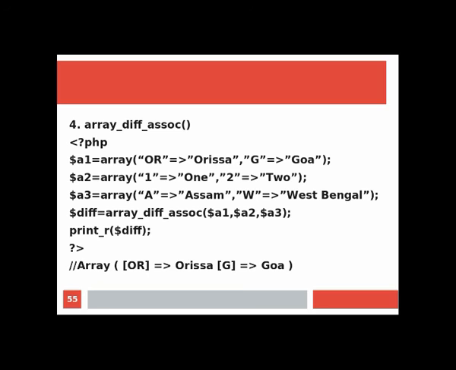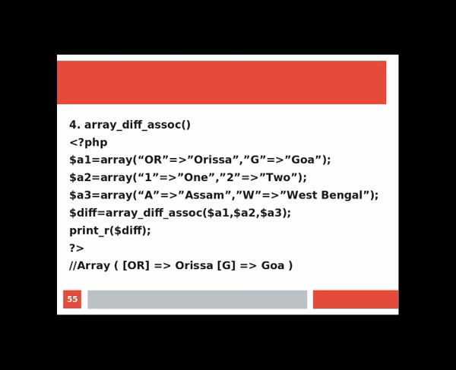Here in the example, in PHP: $a1 = array("OR" => "Orissa", "G" => "Goa"); then the next array, $a2 = array("1" => "1", "2" => "2"); and $a3 = array("A" => "Assam", "W" => "West Bengal"); So here we have taken the 3 arrays.